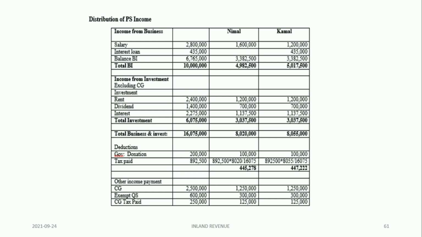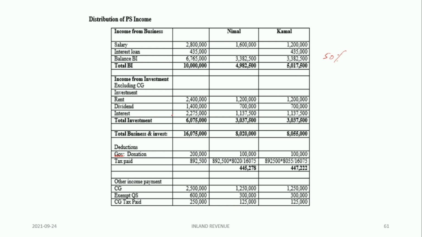Now we look at how this income is distributed among the two partners, income and the credit and other exempt amounts, and how it is shared among the partners. Here, income from business, Nimal and Kamal, total income from business 10 million, is distributed between Nimal and Kamal by way of salaries 2.8 million, interest paid to Kamal 435,000. So the balance business income 6,765,000 is distributed between them 50% each, so 3,385,500.